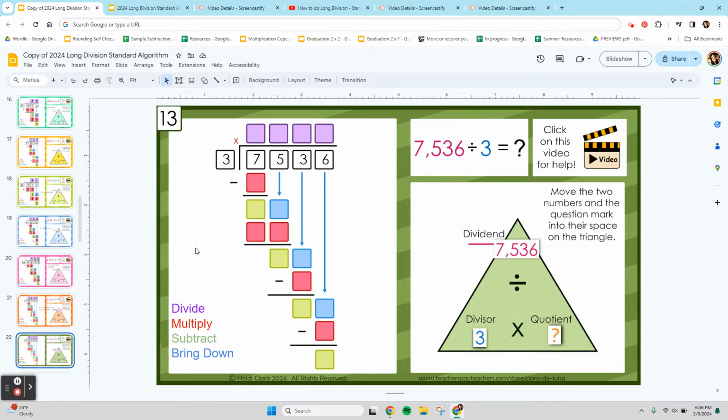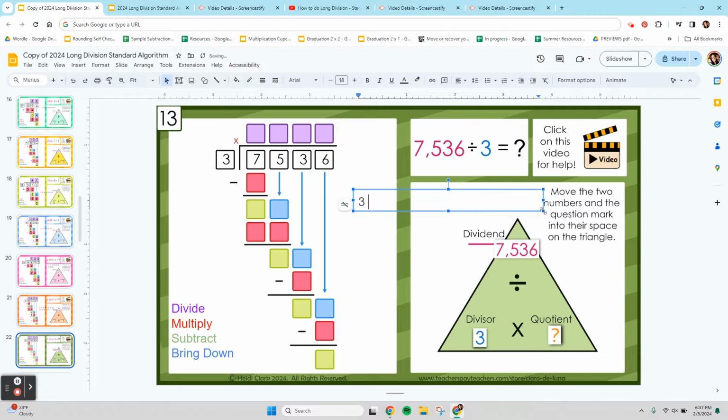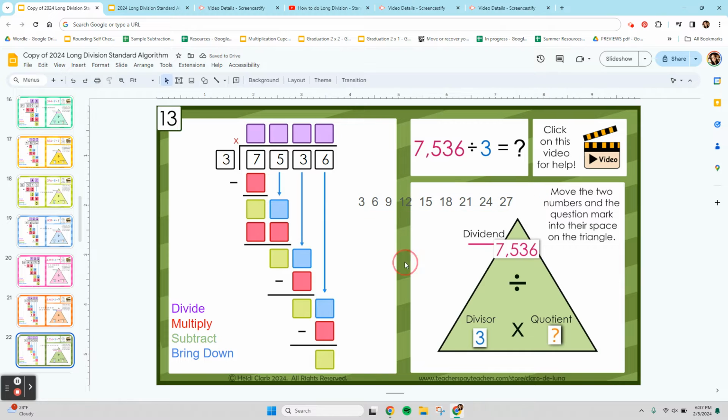So I encourage you to pause the video, try it on your own, and then unpause just to check your work as you go, because you'll learn a lot more that way. Also, a good idea to skip count your 3s, because you're going to be seeing how many times 3 can fit into these numbers when you divide. And if you already have it written down, it'll save you a lot of time.